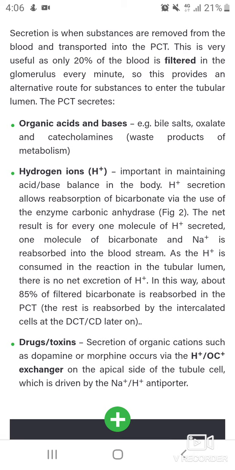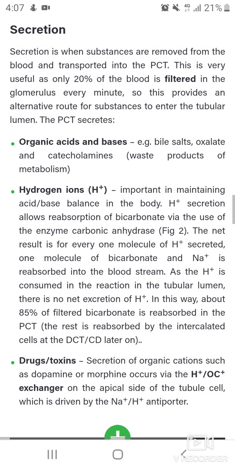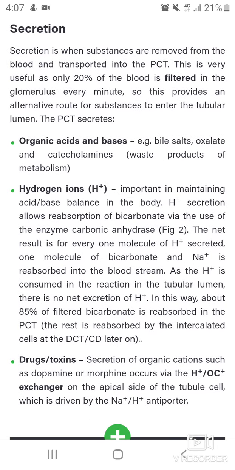Drugs and toxins: secretion of organic cations such as dopamine or morphine occurs via the H+/OC+ exchanger on the apical side of the tubule cell, which is driven by the sodium and hydrogen antiporter. This is all about the functions of the proximal convoluted tubule.